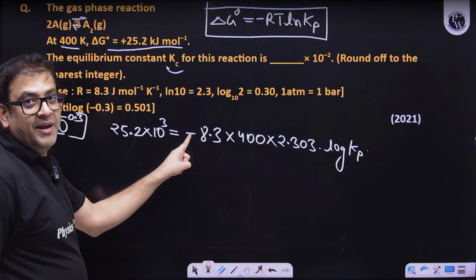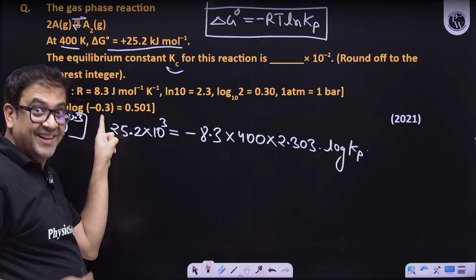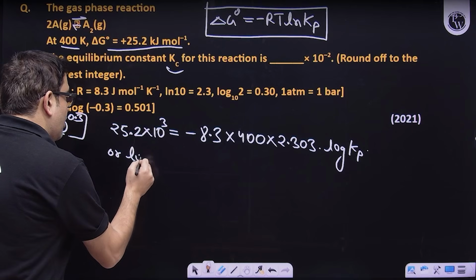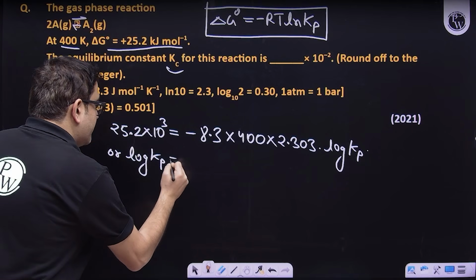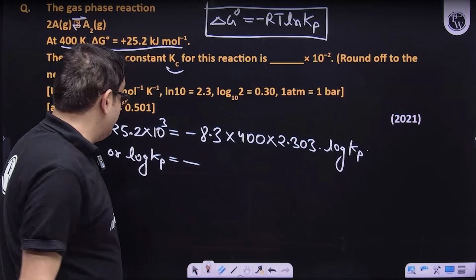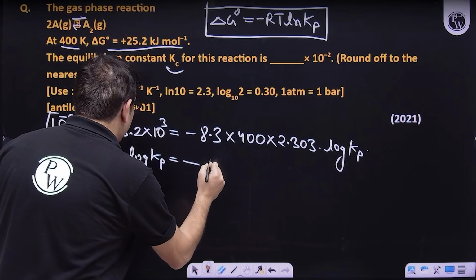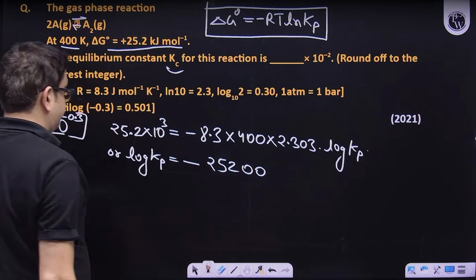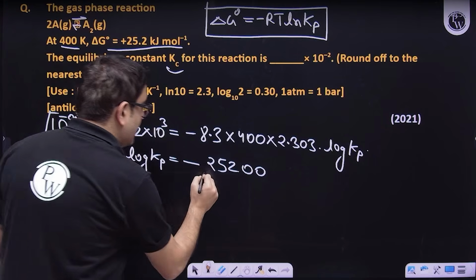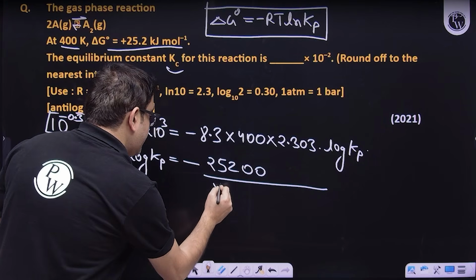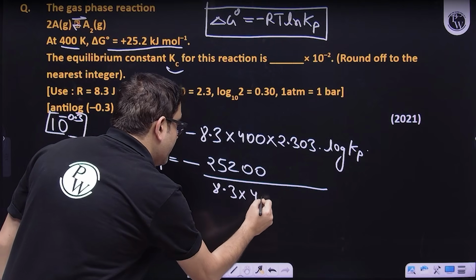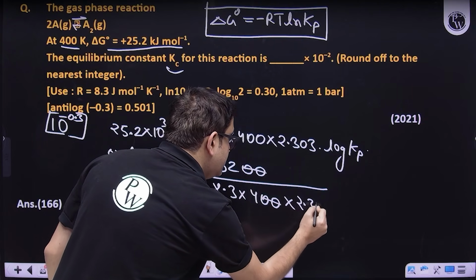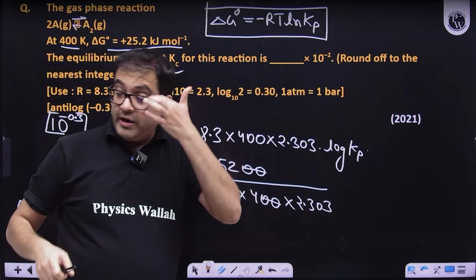Sir, it will definitely be a negative value, hence this minus is given. Okay, sir. So I'm rearranging. Log of Kp is what I'm interested in, which I know is a negative number, but the maths you still have to do is 25 multiplied by 200, because 10 to the power 3, upon 8.3 into 400. These zeros will cancel, into 2.303. Now you do the calculation for this.